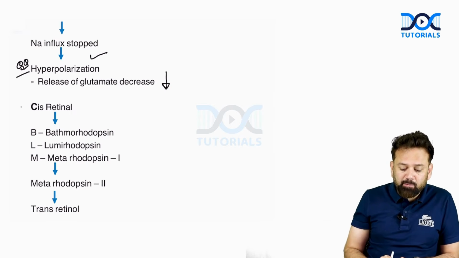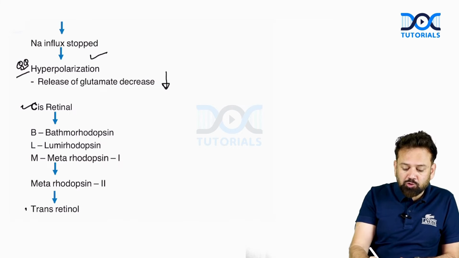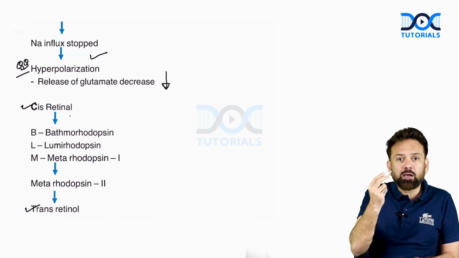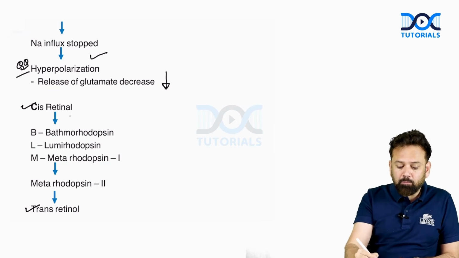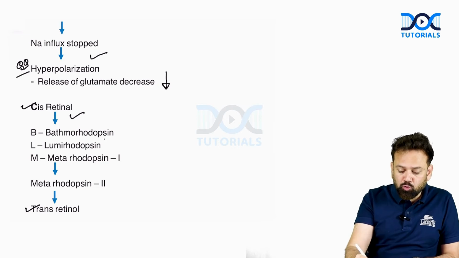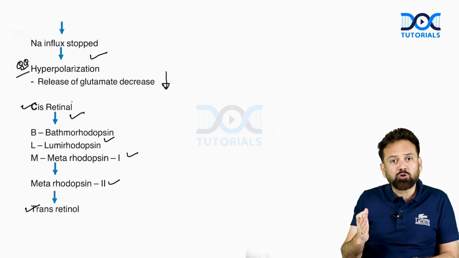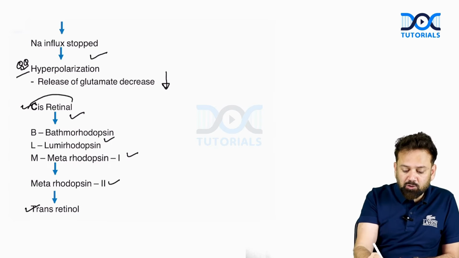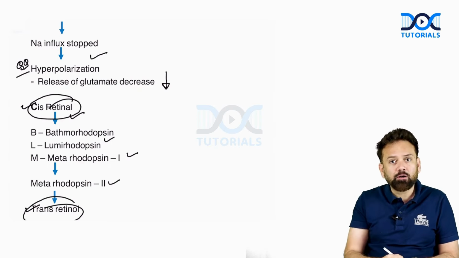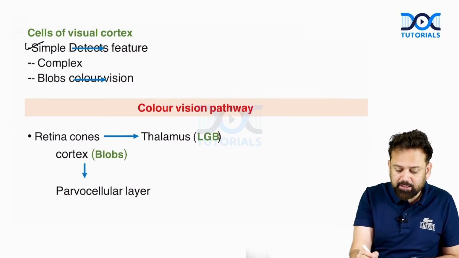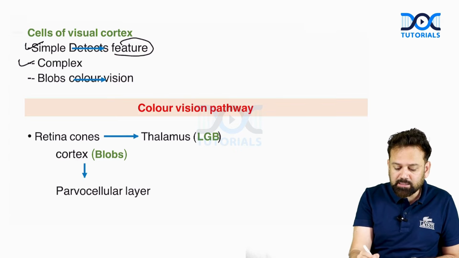Now I was telling you about how cis-retinol converts into trans. So this is through a cycle called the Wald cycle, and the mnemonic is BLMM. Bathorhodopsin converts into Lumirhodopsin, then Meta 1 and Meta 2 rhodopsin. So Batho, Lumi, Meta 1, Meta 2 rhodopsin. From there, cis-retinol will convert into trans-retinol. Clear?